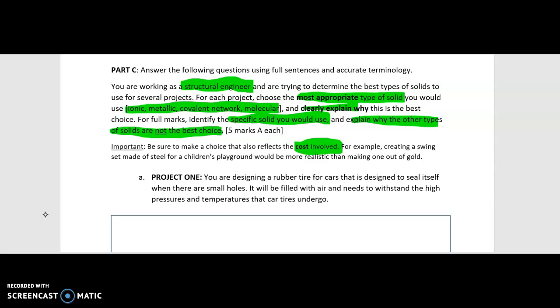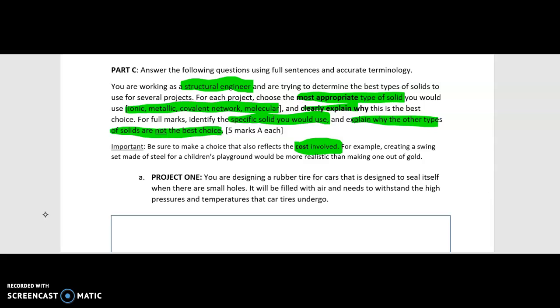So, project 1, you are designing a rubber tire for cars that is designed to seal itself when there are small holes. So one of the big problems with tires, you fill them with air. If you get a hole in them, all the air comes out and the tire doesn't really function anymore. So these are tires that are designed where if there is a small hole, there is a material on the inside that will seep over and cover that hole, and it will prevent the leak, and therefore you can just keep using the tire like normal.